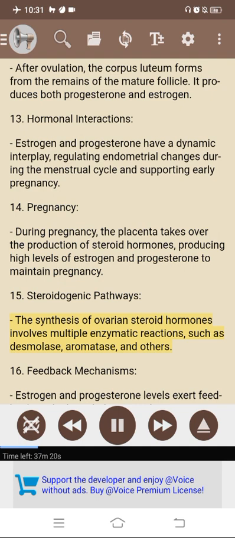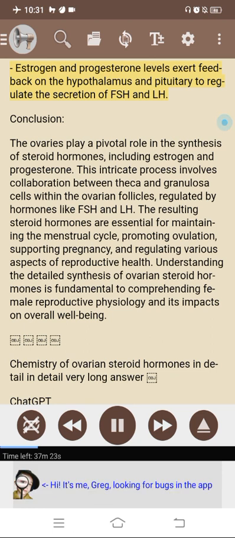15. Steroidogenic pathways. The synthesis of ovarian steroid hormones involves multiple enzymatic reactions, such as desmolase, aromatase, and others. 16. Feedback mechanisms. Estrogen and progesterone levels exert feedback on the hypothalamus and pituitary to regulate the secretion of FSH and LH. Conclusion. The ovaries play a pivotal role in the synthesis of steroid hormones, including estrogen and progesterone. This intricate process involves collaboration between theca and granulosa cells within the ovarian follicles, regulated by hormones like FSH and LH.